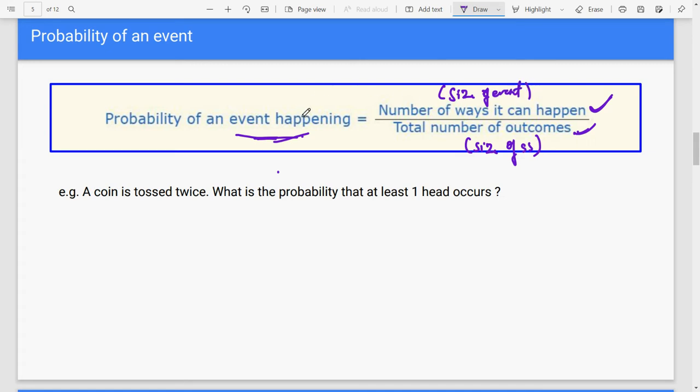So simply, the probability of any event is: whatever the event is, find the size of the event, like how many elements are there in the event, and how many total elements are there in the sample space. Okay. So, a simple example: let's say you are tossing a coin.